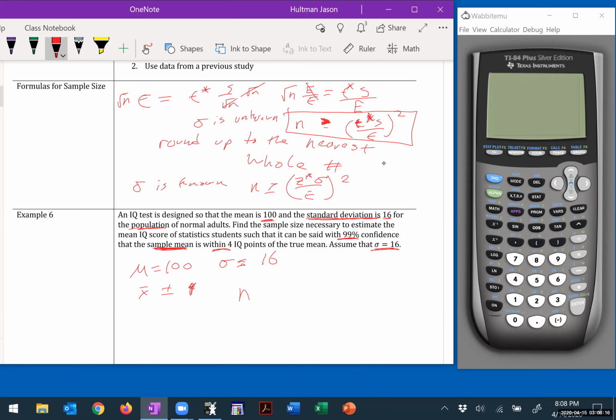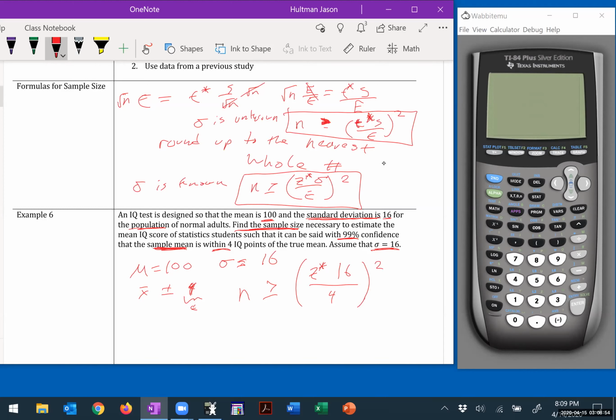Okay, it says find the sample size n. So for n, I'm going to use this bottom formula here. n is greater than or equal to z star times sigma, what was sigma? It was 16. Over the error, what was the error? The error was 4, right? This is E, the error that I'm looking for. That's 4. And then I'm going to square this.